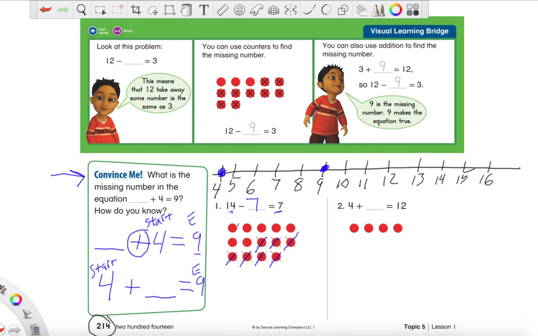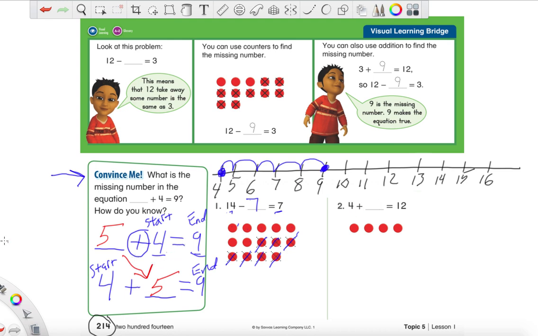Okay, so here we go. So now I already have my start number, which is 4, because that's the part that they gave me. And my ending number is 9, because that's the big number that they gave me. Got to finish writing the word end. Silly me. Okay, and now we're just going to jump from one number to the next to see how many jumps it takes. 1, 2, 3, 4, and 5. So we know that this missing number is 5. If you rewrote it, it's going to be the same number right here, because these two parts make 9. No matter how you write it, 5 is the answer.